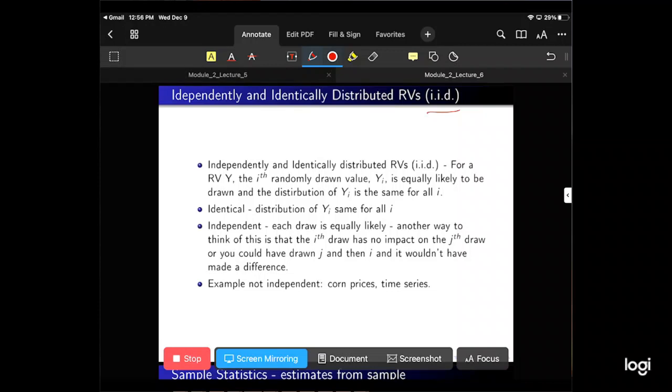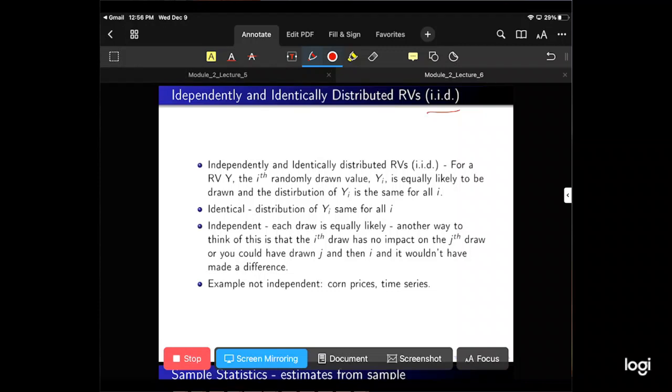Independently and identically distributed random variables are, for any random variable y, the ith randomly drawn value yi is equally likely to be drawn, and the distribution of yi is the same for all i. Let me just make sure you know what I'm talking about when I say yi.